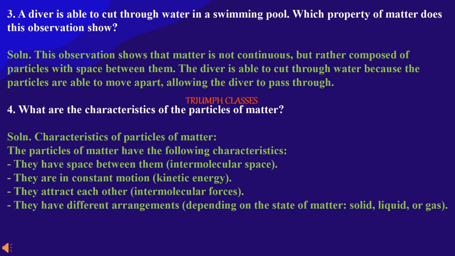Next, what are the characteristics of the particles of matter? So, the particles of matter have the following characteristics. First, they have space between them, that is intermolecular space. Second, they are in constant motion, that is kinetic energy. Third, they attract each other, that is intermolecular forces. Fourth, they have different arrangements depending on the state of matter, that is solid, liquid, or gas.